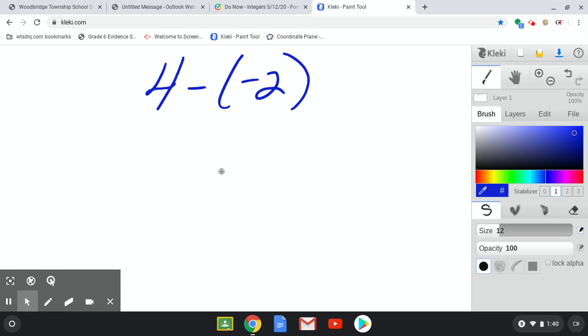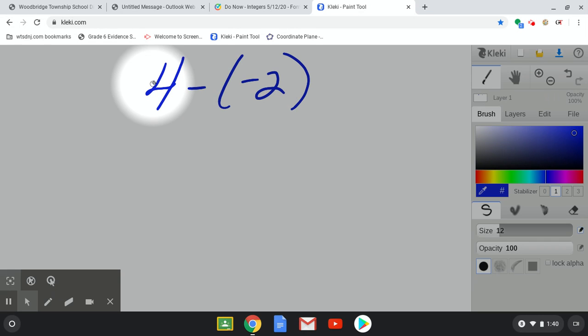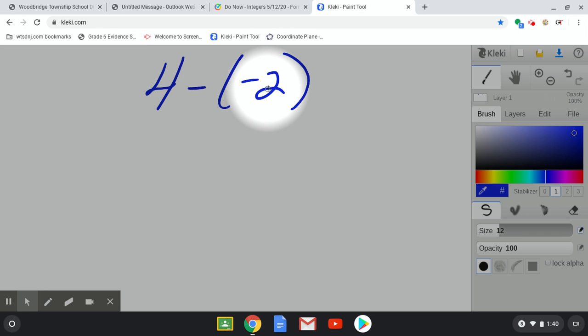Okay, so I have another one here, 4 minus a -2. First thing I'm going to look at is whether it's an addition problem. This is not an addition problem. This is a subtraction problem. Okay, so if you remember from class, if it is a subtraction problem, we're going to change it into an addition problem by doing keep, change, change. Okay, so keep, change, change.